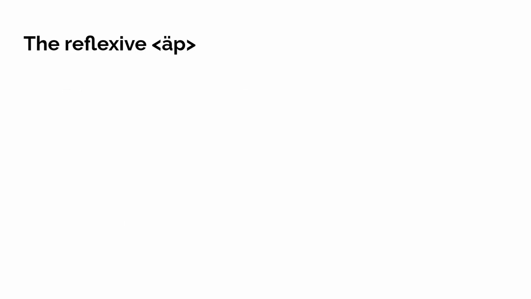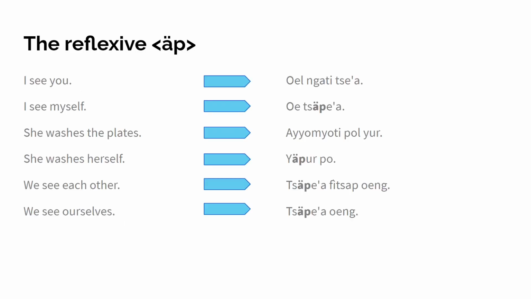But let's look at how this actually works and what it does to a verb. So here you see some examples. First, a normal transitive sentence: I see you. Well, ngati ca. Note that we have here L and T ending, because I'm the one seeing, so I get the L ending, and you are the one being seen, so you get the T ending, ngati.